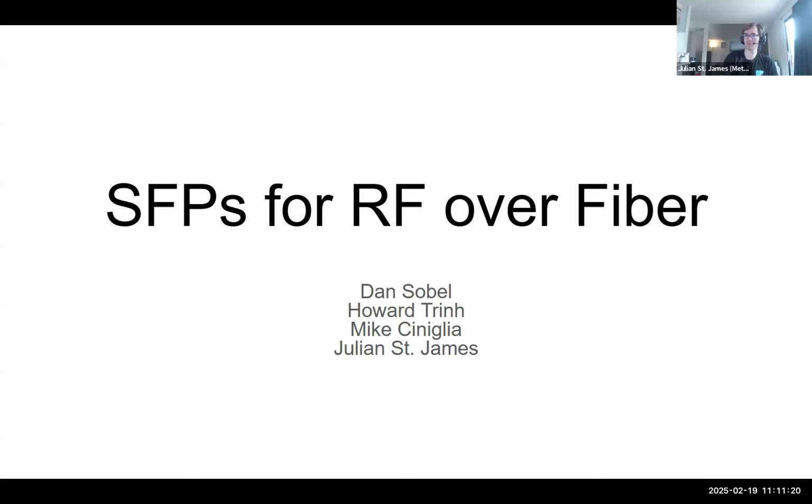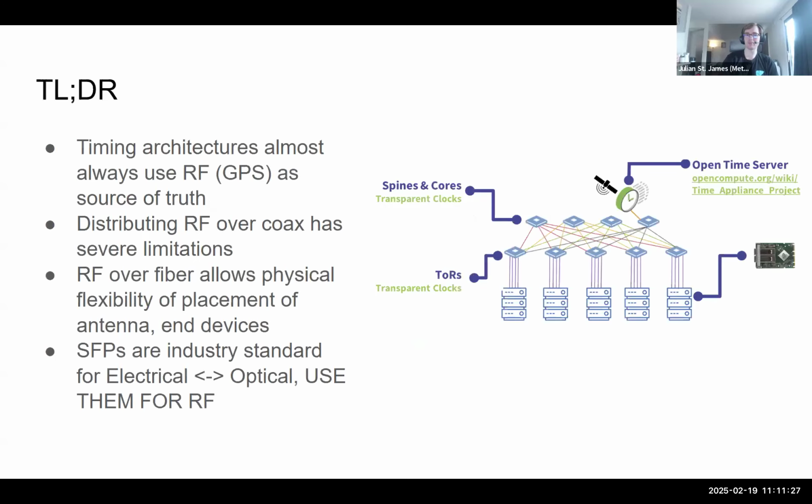Today I'll be presenting with some folks from Precision OT and myself about SFPs for RF over fiber. Something I learned from my last presentation was I should put a TLDR at the beginning. To give a high-level overview for timing purposes, you tend to use RF in the form of GPS as your source of truth. Unless you are a national lab or tied directly to one, you're probably relying on some kind of satellite distribution for your source of truth of time.